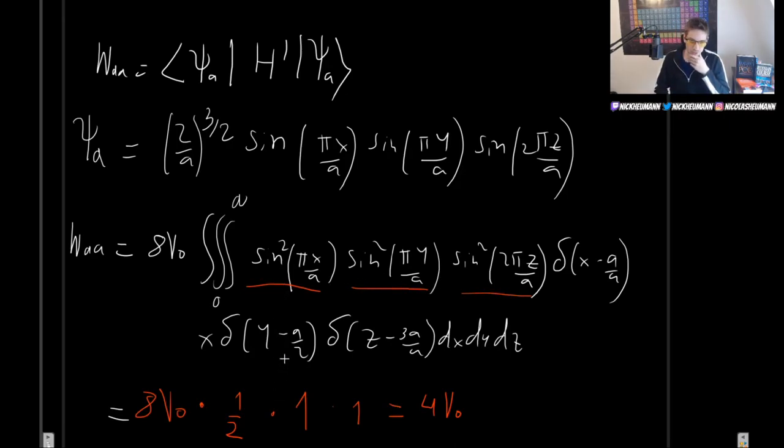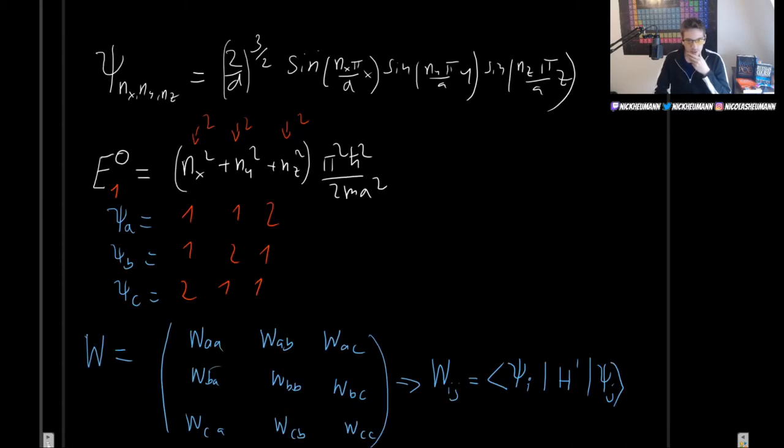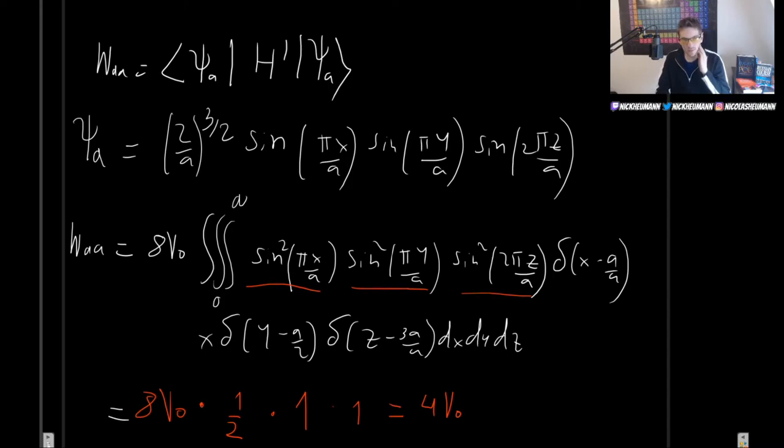And now we're going to do the, actually, let me go back so I can use that same part. So waa is 4 v0. All right, now let me just use this exact integral, but just modify it accordingly for each one of the following calculations.